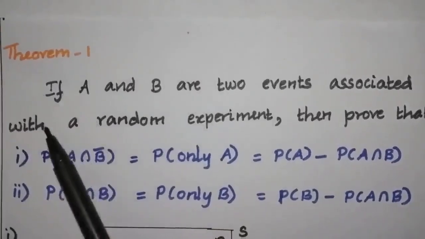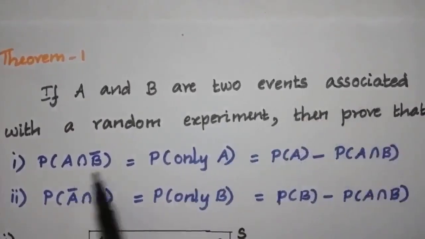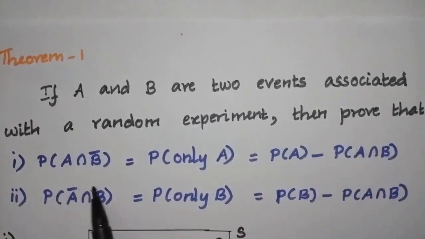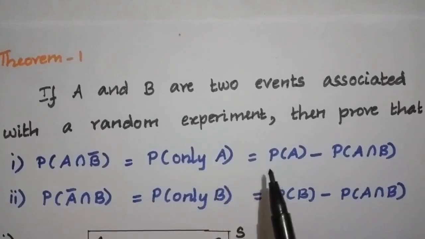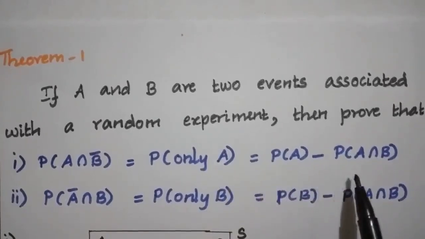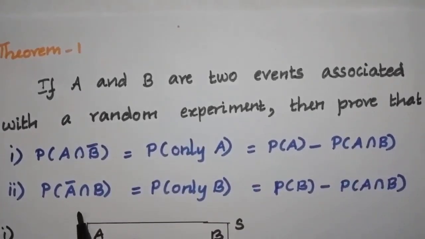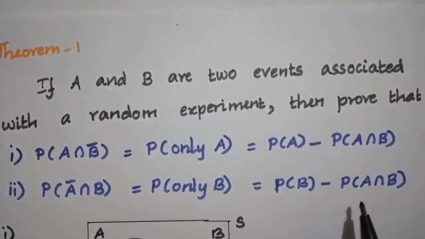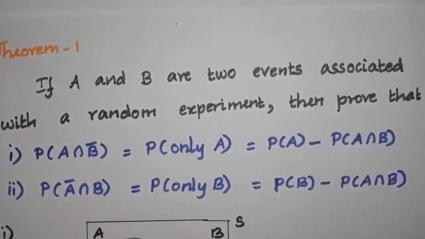Theorem 1. If A and B are two events associated with a random experiment, then prove that P of A intersection B dash is equal to P of only A, which is equal to P of A minus P of A intersection B. And the second one is P of A dash intersection B is equal to P of only B, which is equal to P of B minus P of A intersection B. So let us prove the first one.